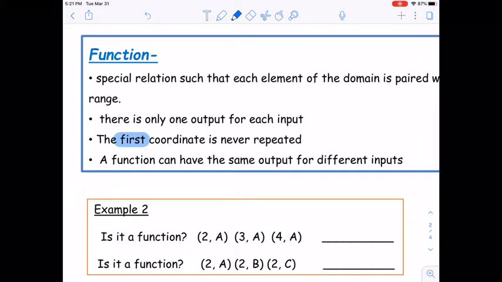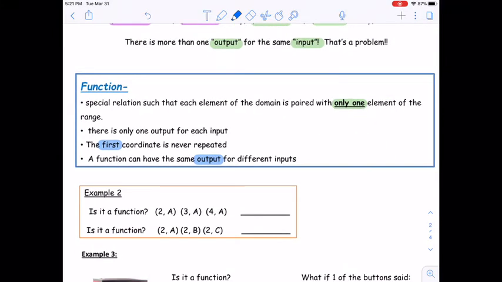Also, you could say that a function can have the same output for different inputs. It's okay if Cindy has 2 different phone numbers. I can have different phone numbers that go to the same person, same output. I still know who I'm going to get if I dial that number, so that's okay.